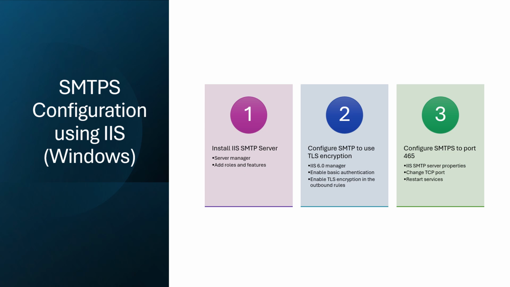Lastly, configure your SMTPS to port 465. Open your IIS SMTP server properties, navigate to the Delivery tab, click Advanced, and change the TCP port to port 465. Ensure that TLS encryption is enabled under your outbound settings, and then restart your server, and it should be up and running.